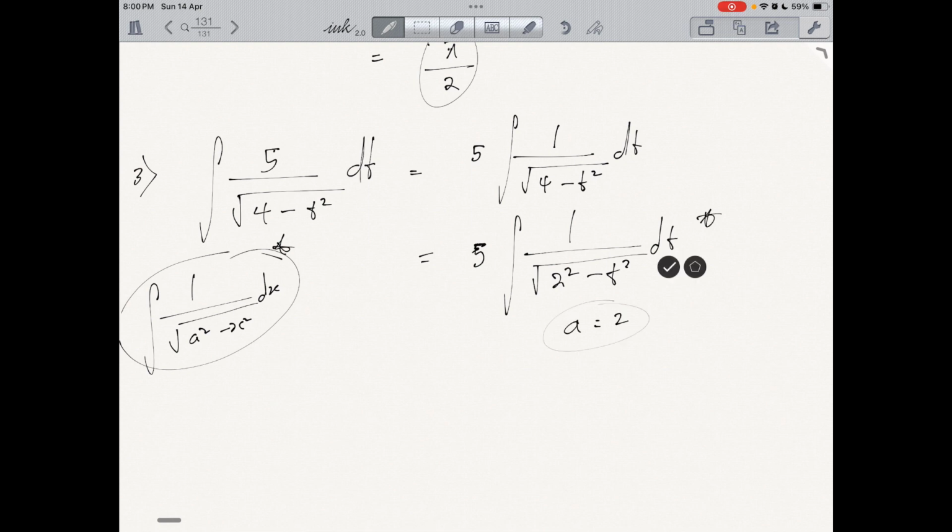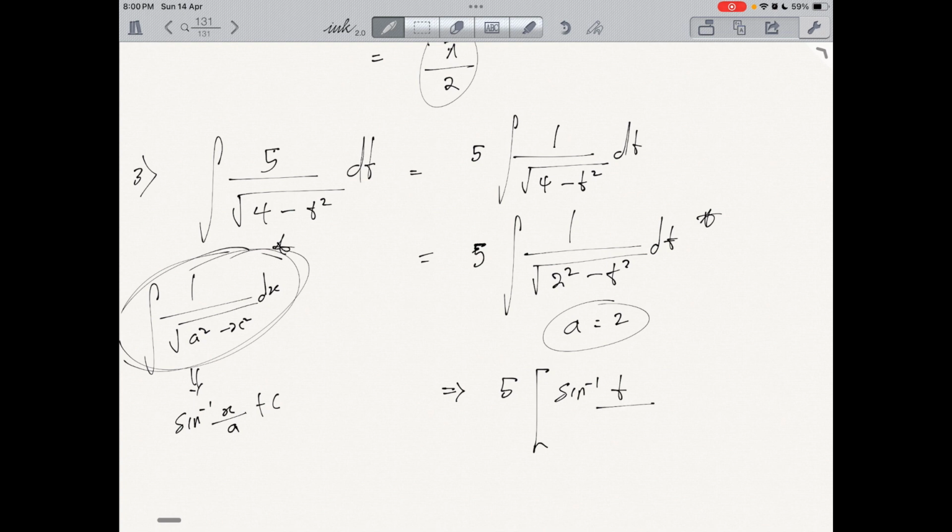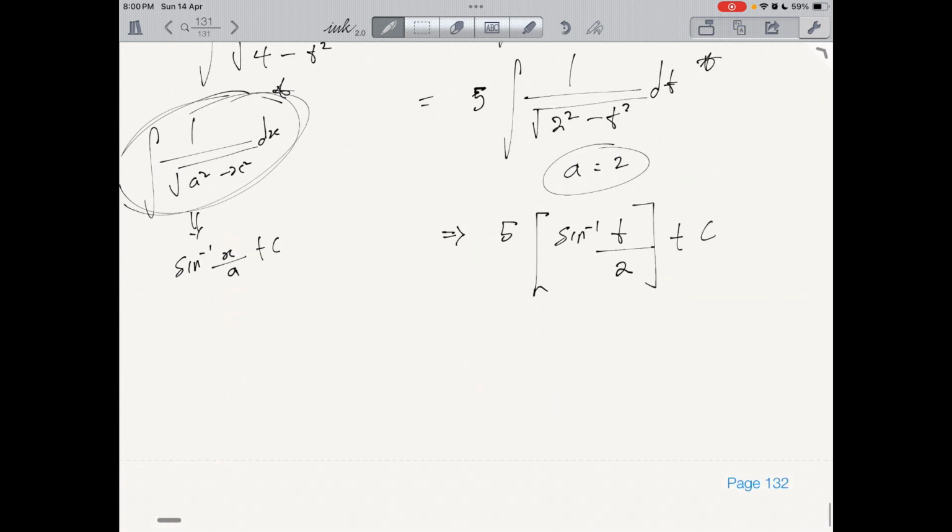Now, if a is equal to 2, then what is the answer? Since the integral of this format is equal to arc sine x over a plus c, therefore the answer here becomes 5 multiplied by arc sine. The variable here is t, and a is what? 2, plus c. So which gives us 5 arc sine t over 2 plus c.